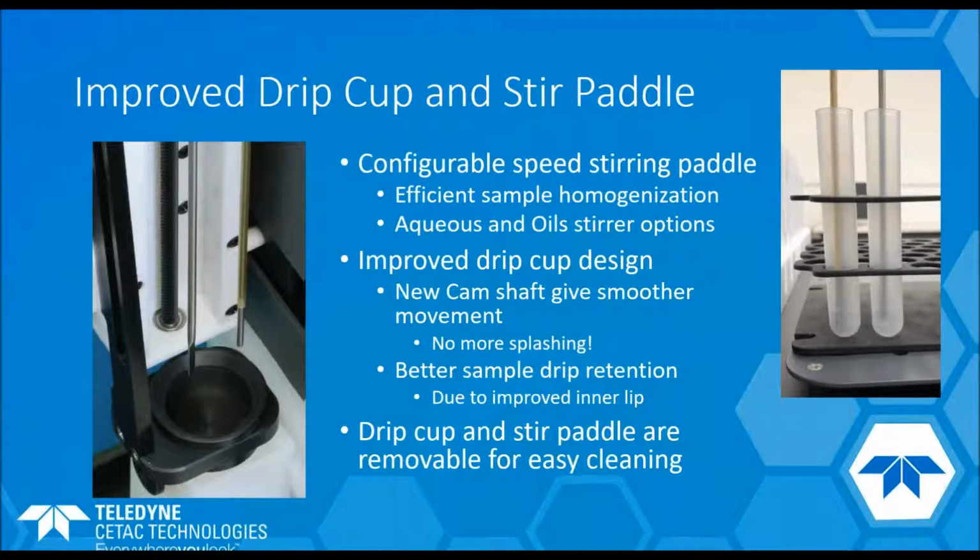if there is any sloshing about in there. Both the drip cup and the stir paddle are removable for easy cleaning. The stir paddle simply pulls out. The drip cup, you push up on the bottom and it should pop right out. So they're both really easy to pull off and clean as needed.